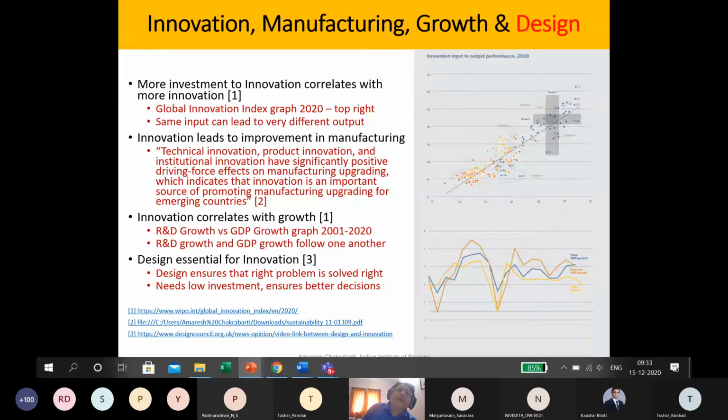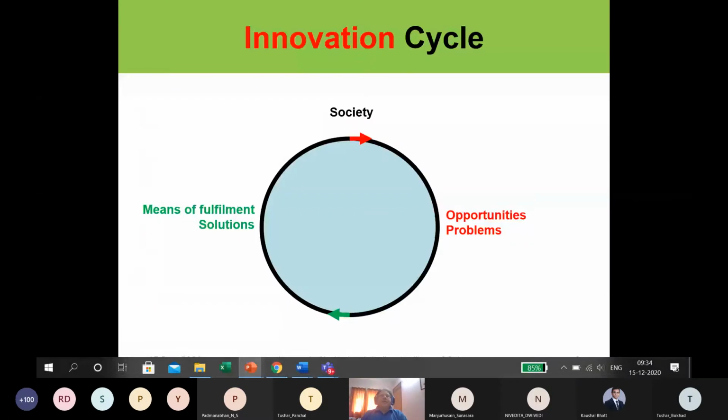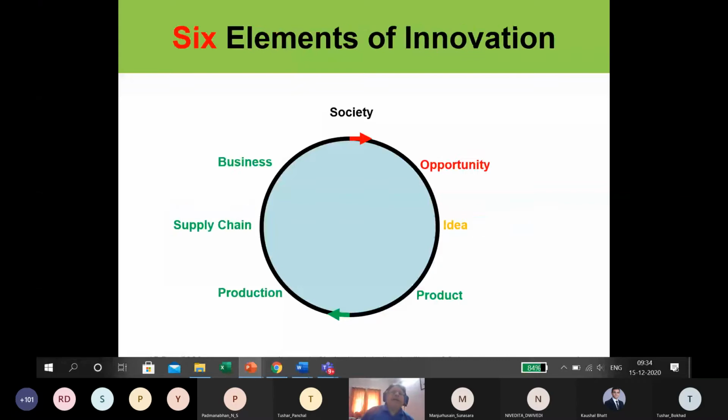So this is what I call the innovation cycle. Innovation starts with the society. That's where opportunities and problems and aspirations happen. And then they get solved or fulfilled through offerings that people make, and they go out to society. And if it's a successful innovation, it satisfies or fulfills the opportunities or solves the problems. And if it's not, then another cycle starts. Now, if you go inside this cycle further, then you see that there are 6 broad elements in this cycle.